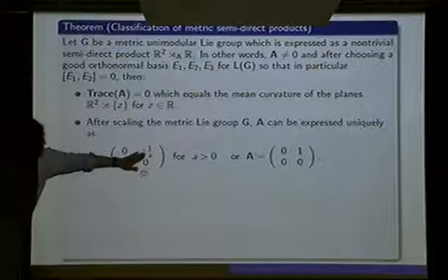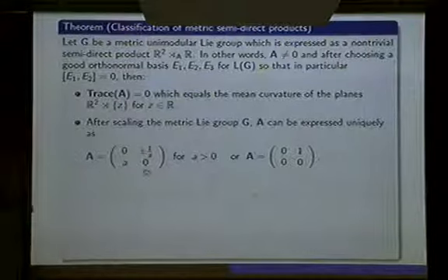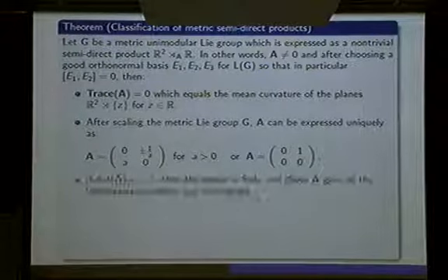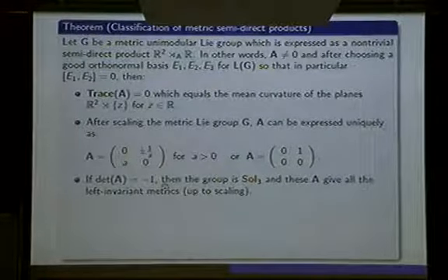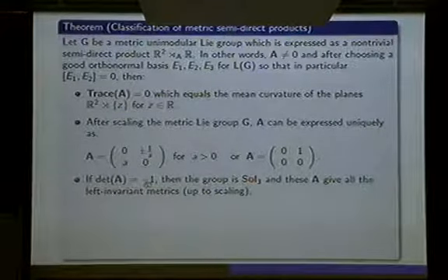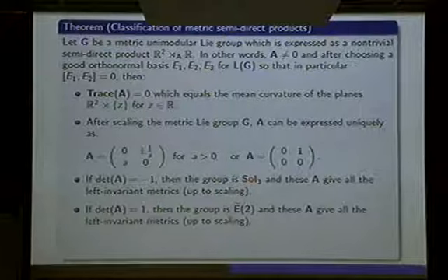You have a plus, or you have the minus. Or A has this form. Remember, this was the matrix that gives us back nil. So the determinant is -1, we get back Sol. We get all the left invariant metrics on Sol after a homothety. We're doing a homothety to make the determinant be -1. Or we get determinant +1, and then we get the group E2 tilde with all of its left invariant metrics.